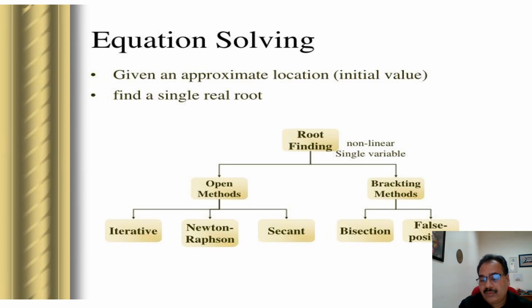There are two known methods. One is the open method, another is the bracketing method. This is the open method and this is the bracketing method. Under the open method, we have already discussed the method of iteration and Newton-Raphson method. Under the bracketing method, we have already discussed the bisection method and false position method. So today we are going to discuss the secant method in today's lecture.